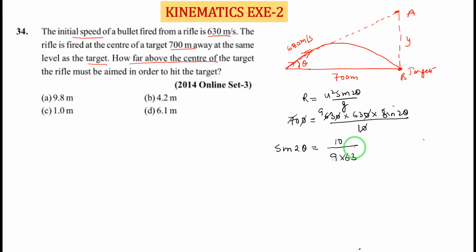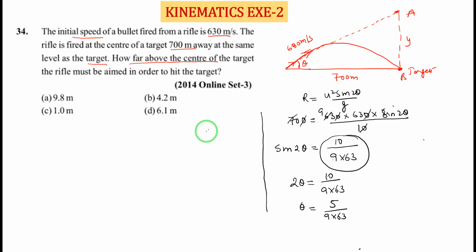Now as we know, this value is very small, therefore we will have to do the approximation. For a small value, sine 2 theta can be written as 2 theta. So 2 theta will be 10 upon 9 into 63. From here, theta becomes 5 upon 9 into 63. Now go to the main figure and see how much tan theta is, because y has to be brought into the picture. So tan theta equals y upon 700, right? Approximately this is theta, so theta is y upon 700.